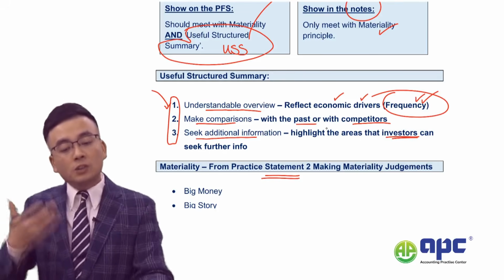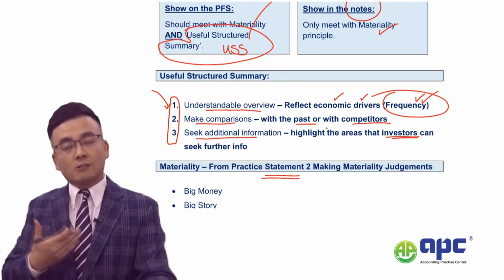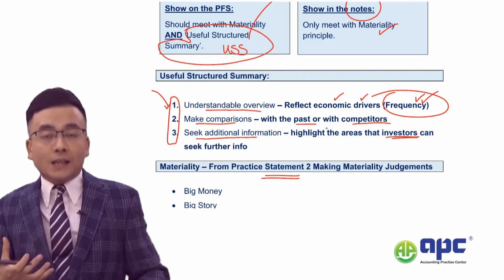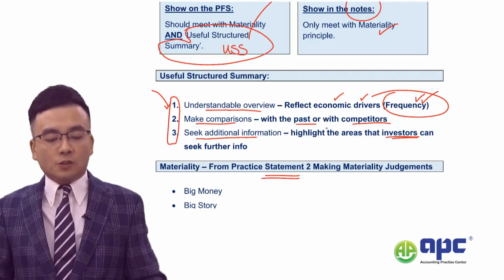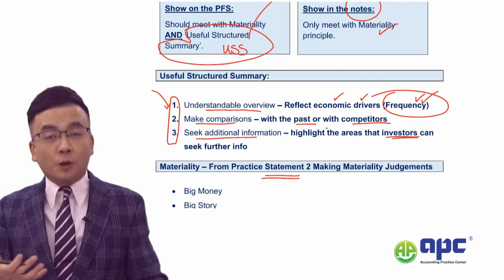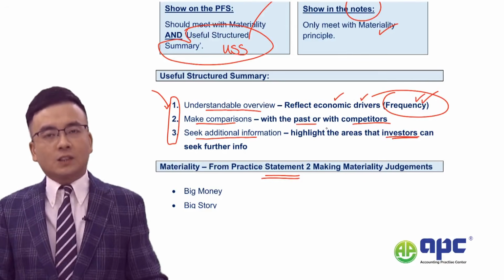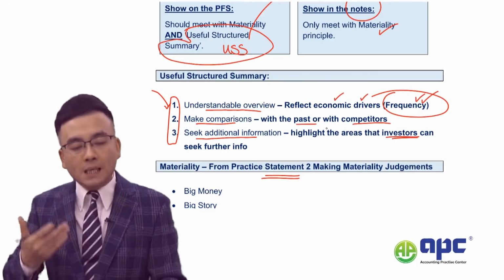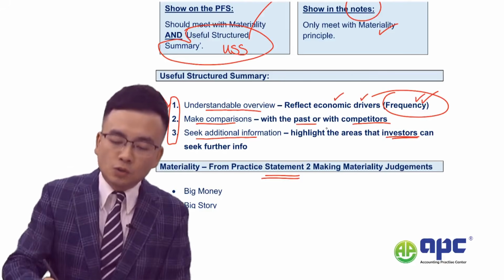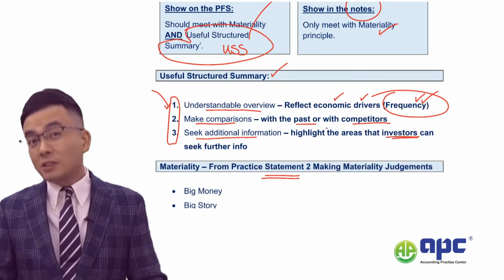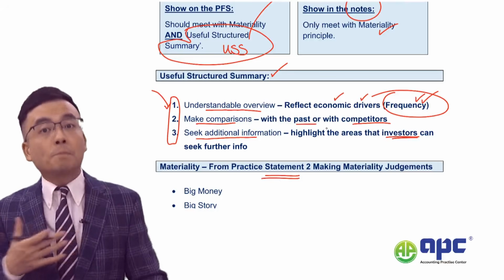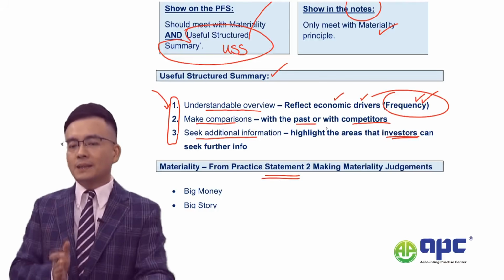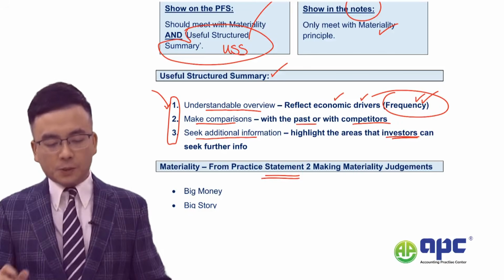So therefore, in order to meet these three criteria, you will need to see whether or not the information you're bringing onto the face of the primary financial statement would really be useful to the investors and even to the creditors, of course. In other words, meeting the USS would usually mean meeting the materiality principle in practice in most circumstances. Now, let me detail the materiality principle.